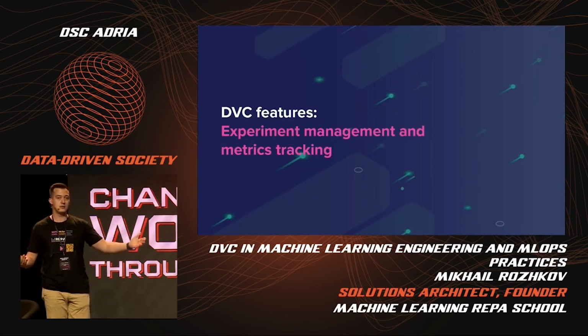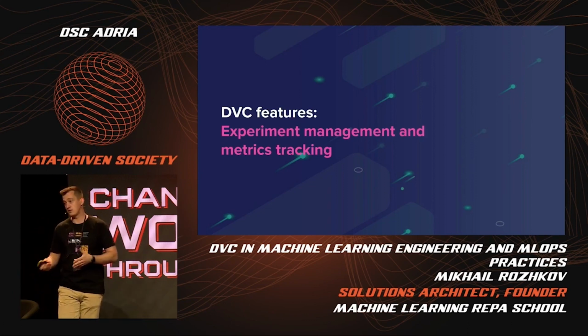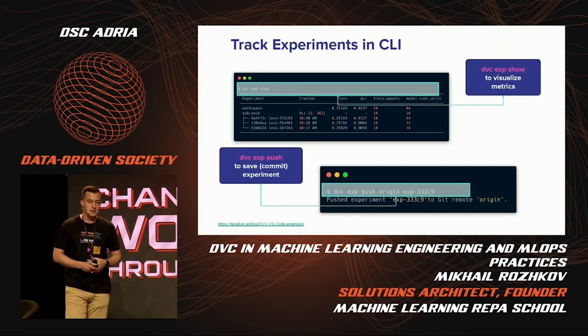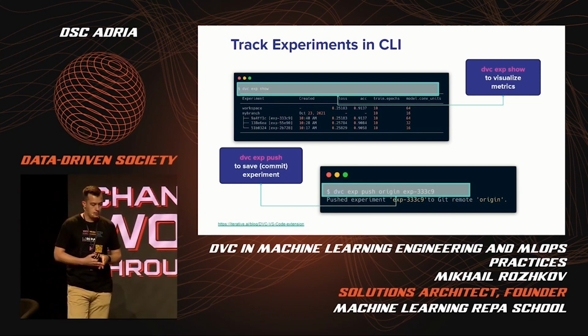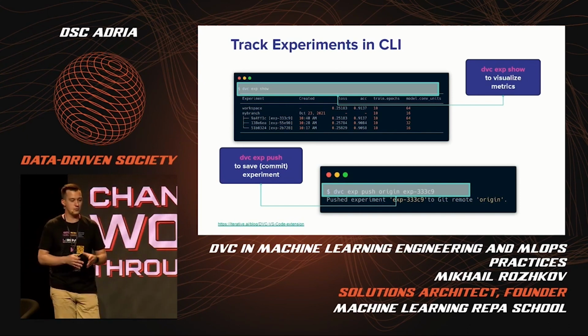Another feature is experiment management and metrics tracking. If we can run our machine learning experiments with DVC, why not track the metrics with DVC? And DVC has this feature as well. Basically, it's a command line interface, so you can run some commands like dvc show to print the metrics from your experiments inside your terminal. And there are some additional arguments, right, to make it work and to see what you like.